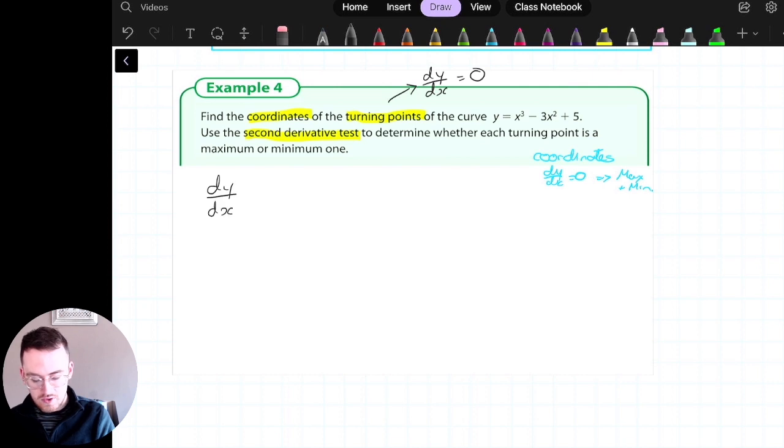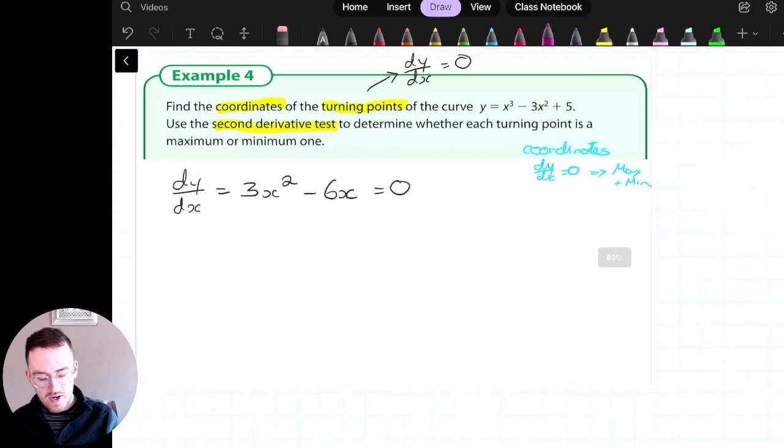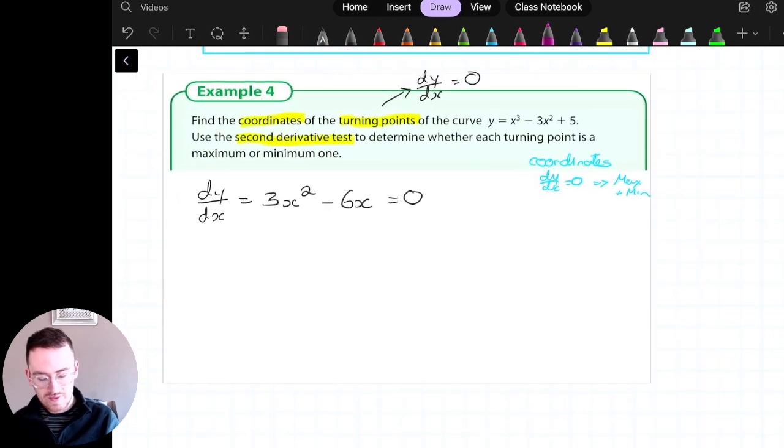The same way we've always done it, we take our function: the x cubed becomes 3x squared, the minus 3x squared becomes minus 6x, and the 5 just goes to 0. Looking at this now, if we want to solve for x, I should write this equal to 0 first. We're going to have to factorize. So let's make a note of that.